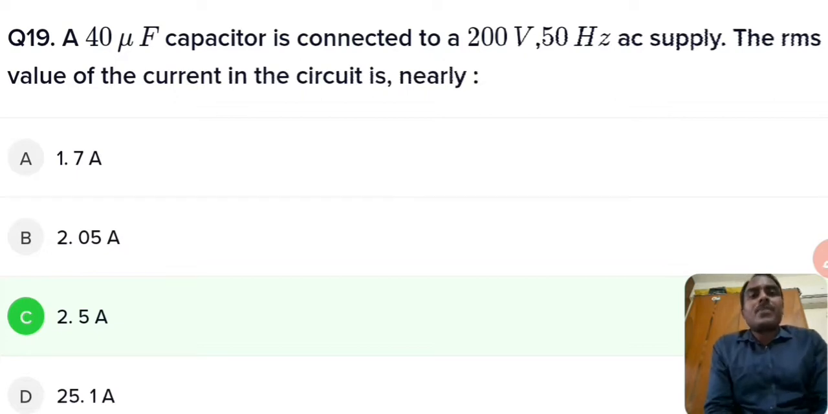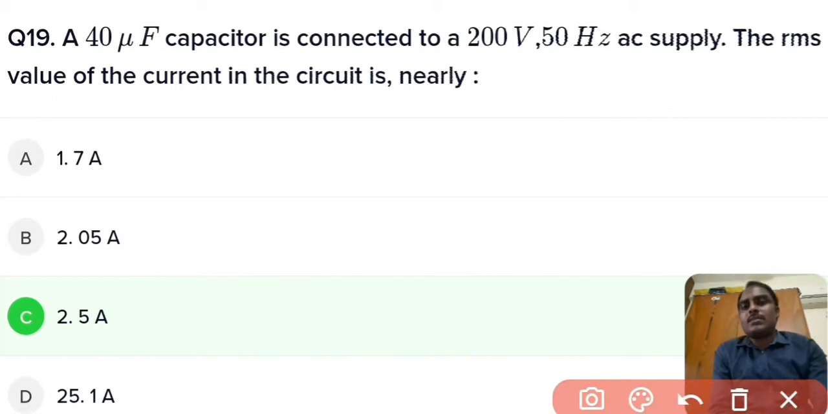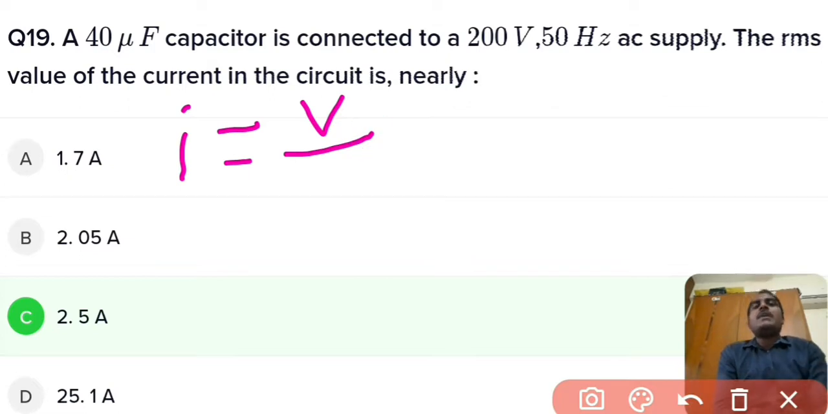19th question. A 40 microfarad capacitor is connected to a 200 volt 50 Hz AC supply. The RMS value of current in the circuit is. So the RMS current for a capacitor AC circuit, it is a direct formula, simple formula, Ohm's law formula, I equal to V by R.